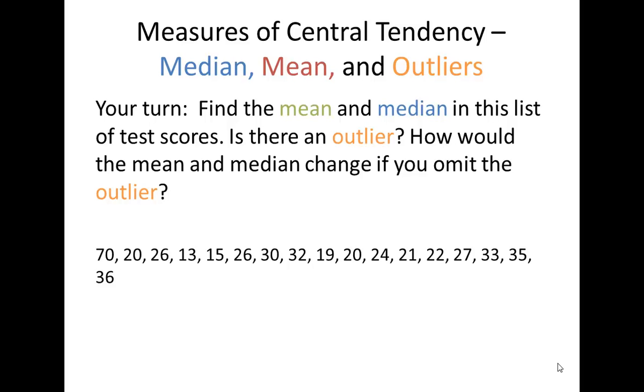Now you try. Find the mean and median in this list of test scores. Is there an outlier? How would the mean and median change if you omit the outlier? This problem is asking you to do two things. It is asking you to find the mean and median of the list of test scores. Next, it is asking you how your mean and median would change if you omit the outlier.